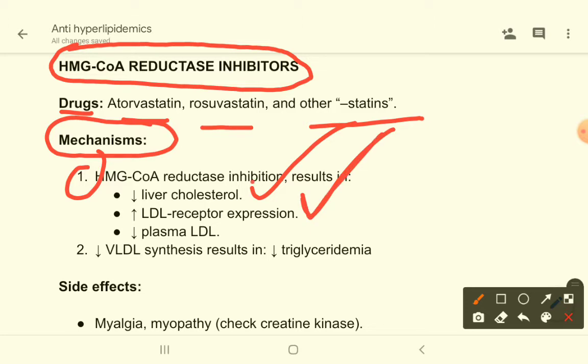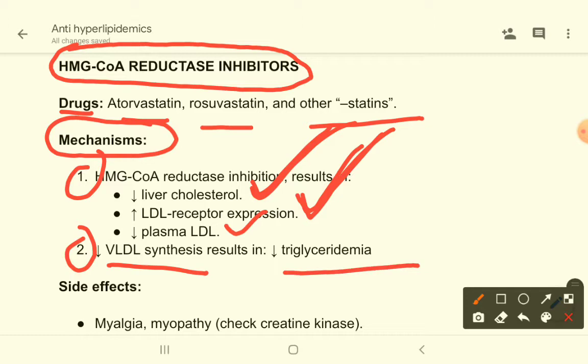So thereby they wash out LDL from the blood plasma, thereby decreasing plasma LDL, and they also decrease VLDL synthesis, and thereby they result in decreased triglyceridemia.